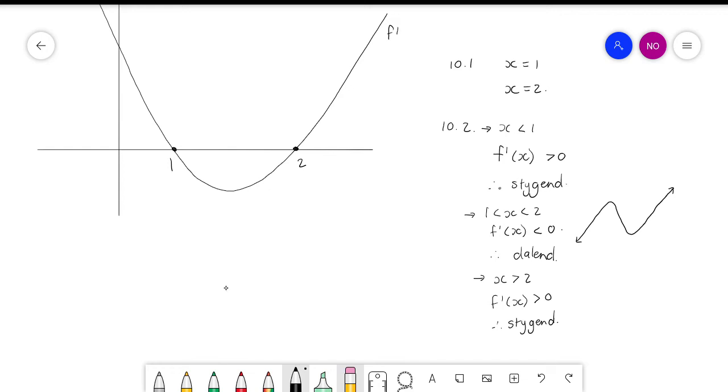So then we can deduce that the local max will be at x equal to 1. So daar. En hy lê mos aan die linkerkant, so hy moet die kleiner een van die twee waardes wees. And the local minimum will be at x equal to 2, which is on the right hand side. So the bigger of the two values.